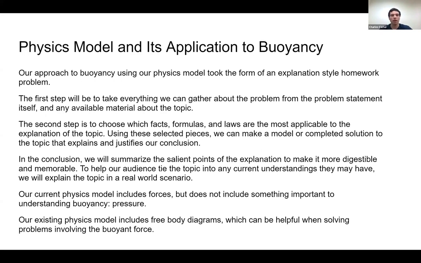In addition to this, afterwards, we are going to summarize the salient points of our explanation to make it more digestible and understandable, and to make sure that we have some key takeaways that our viewers can see and understand in a way that lasts. Our current physics model includes forces, but does not include something important to understanding buoyancy, which is pressure. And our existing physics model includes free body diagrams, which can be helpful when solving problems involving the buoyant force. The way we solve this does mirror an explanation task problem in the physics homework, which is something to keep in mind for your understanding.